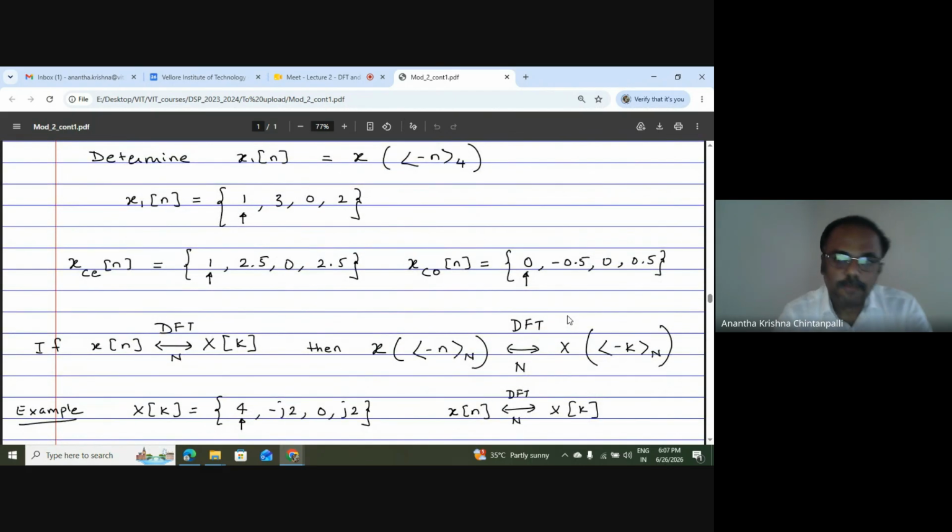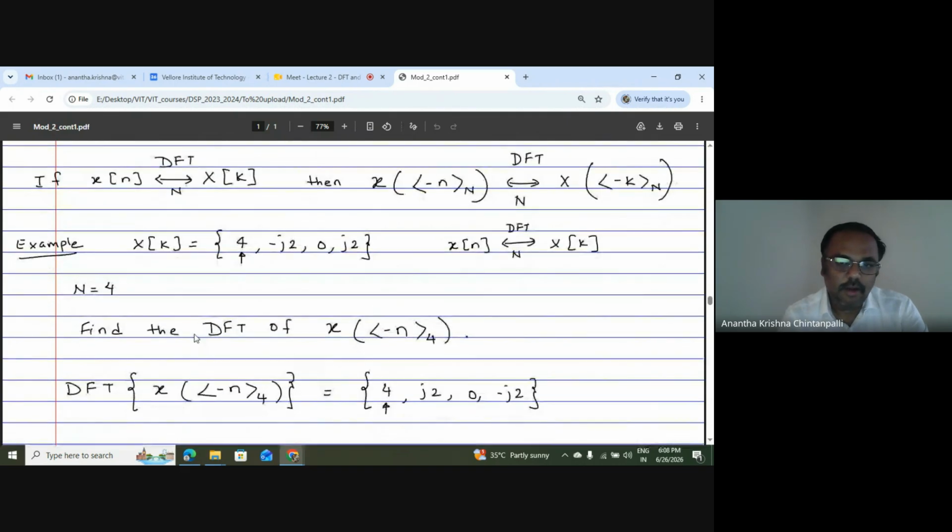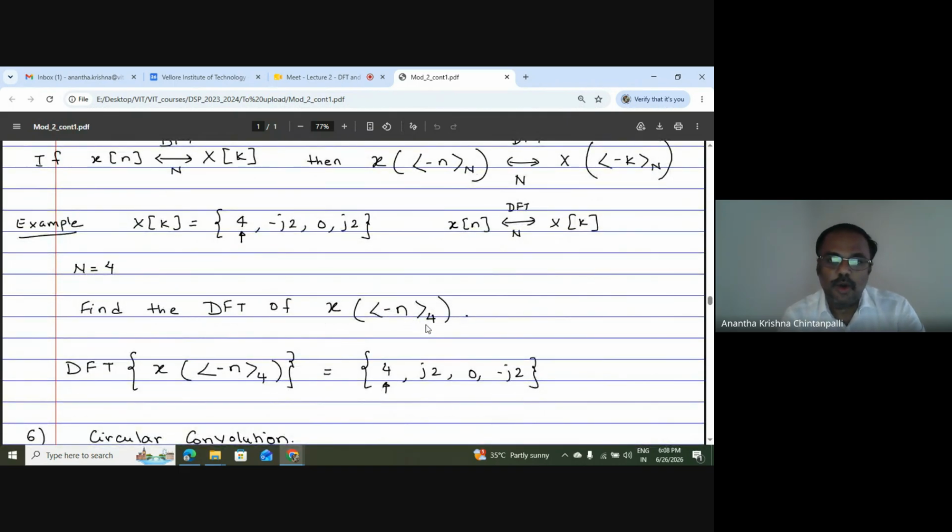Okay. Now, if you have an n-point DFT pair, x of n produces X of k, then if you do a circular time reversal, there is a circular time reversal in the DFT coefficients as well. So in other words, X of k is 4, minus j2, 0 and j2, N is equal to 4. Find the DFT of x of (n minus 2) modulo 4.